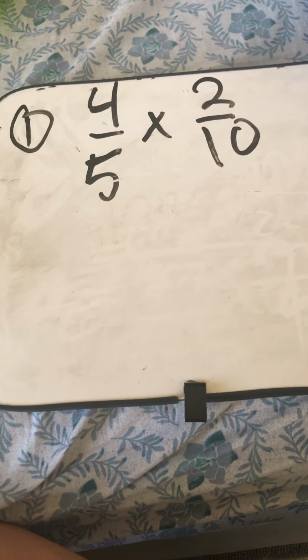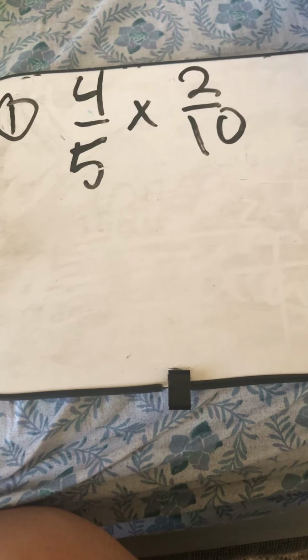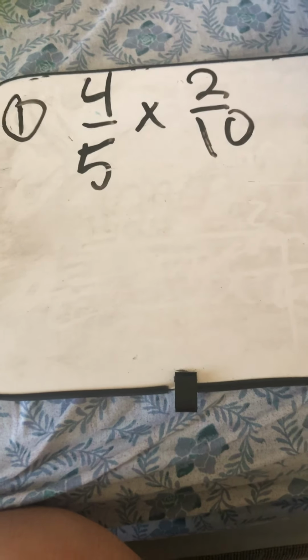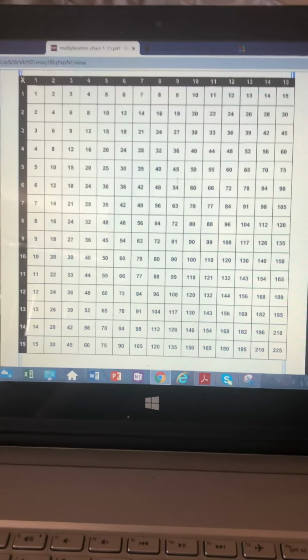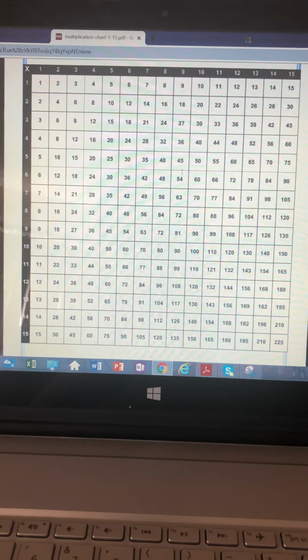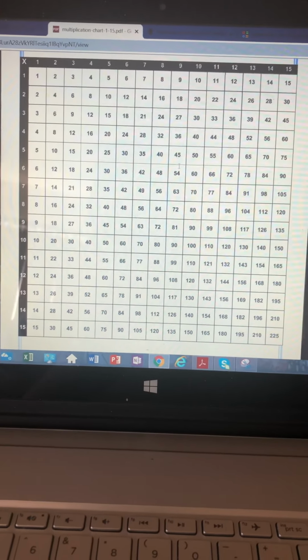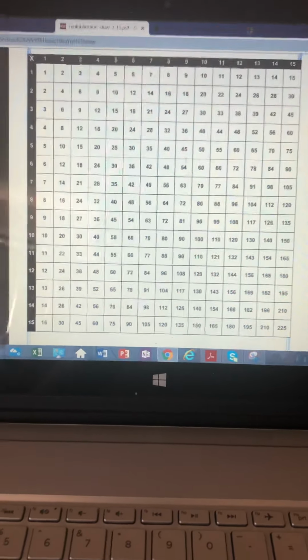Okay, class, so this week, as I mentioned in our Freyer model video, we're going to be working with fractions, okay? So we're going to be doing multiplication of fractions. Since we're doing multiplication, we need to go ahead and have our chart ready. For this lesson, I'm going to upload it with it. However, I'm hoping most of you guys have it downloaded onto your Chromebook or your personal electronic device.